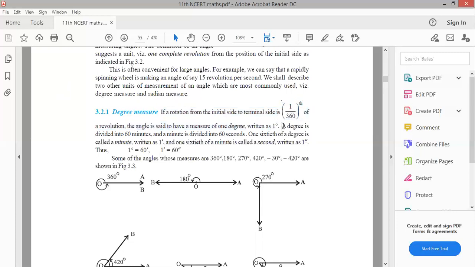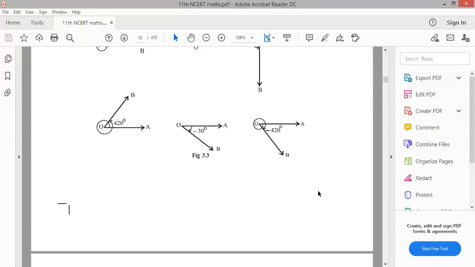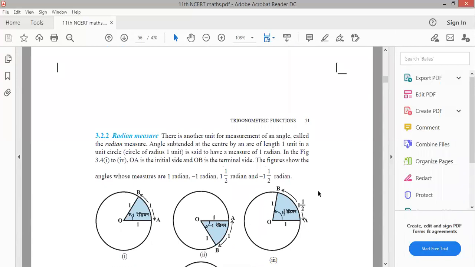Moreover, this degree is divided into 60 minutes, and a minute is divided into 60 seconds. You write minute like this, this is the notation of the minute. And second, you write like this, 1 second represented by 1 superscripted with 2 lines. So this is the first type of measurement, the way you measure angles. Next is radian measure.